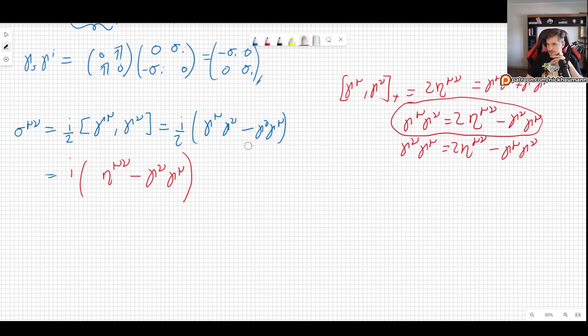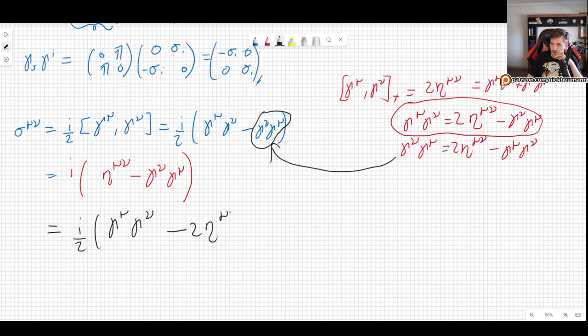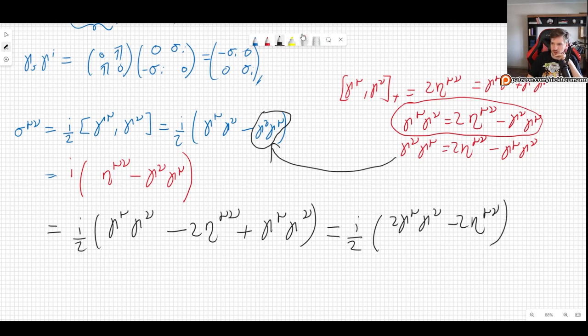Another way of writing it down, which is also equally valid, is taking this expression and plugging this in. So if we do that, we get i over 2 gamma mu gamma nu minus, and now gamma nu gamma mu here, minus 2 eta mu nu plus gamma mu gamma nu. So here we get i over 2 times 2 times gamma mu gamma nu minus 2 eta mu nu. And just to make this look more like the other one, of course we cancel out the 2s, but we also factor out a minus sign because that way it looks a bit more like this. And we get minus i times eta mu nu minus gamma mu gamma nu.